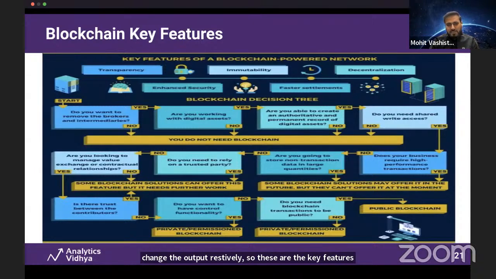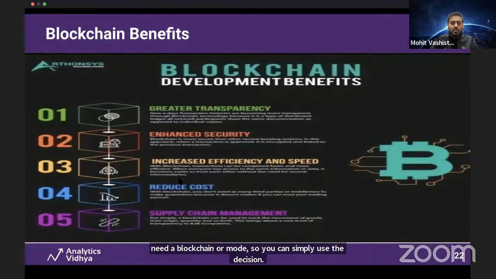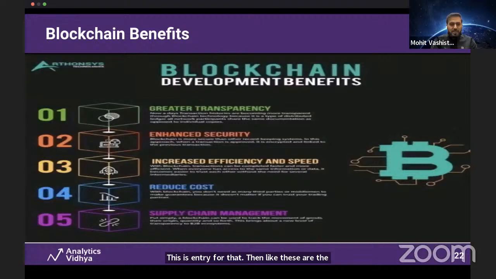It provides transparency, immutability, decentralization, enhanced security, and faster settlements. I have explained all these things in my above slides. If you want to go deeper into whether you need a blockchain or not, you can simply use this decision tree for that. Then these are the development benefits. I have already explained them, but I can talk about them again.